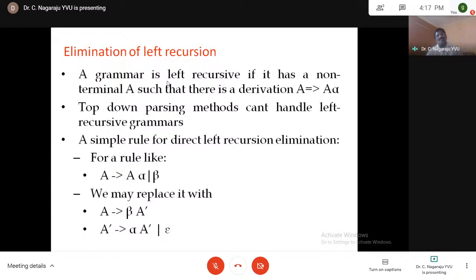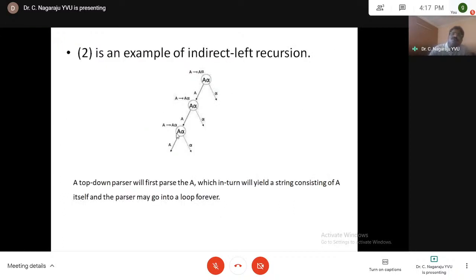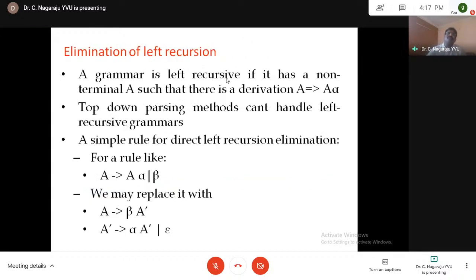Suppose you get a formula like this: if the string is like this, A tends to A alpha, this will simply fall into an infinite loop. But how do we eliminate this? What is the procedure to eliminate it? For example, the left recursion can be eliminated by using this grammar.